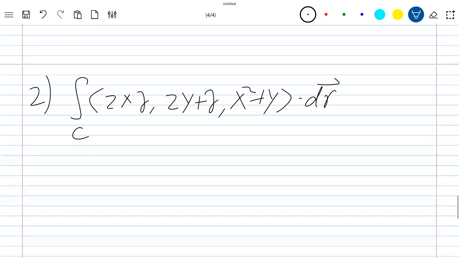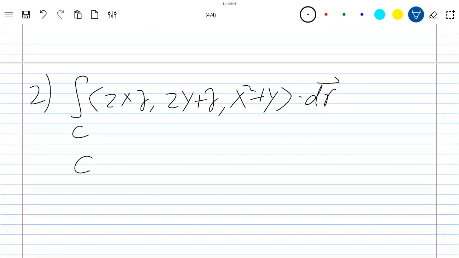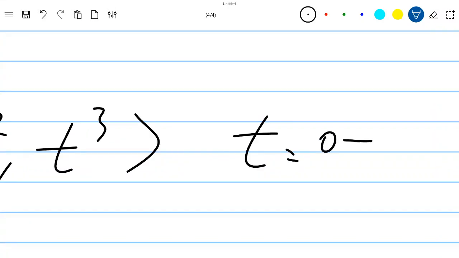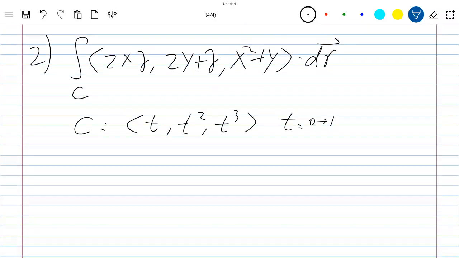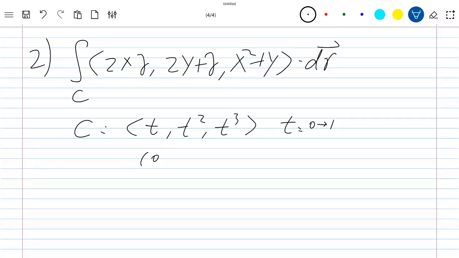Okay, it's a vector field. And what's C? C is t squared, t cubed, with t from 0 to 1. So it's from 0, 0, 0 to 1, 1, 1. And it's a curve, it's not a straight line.